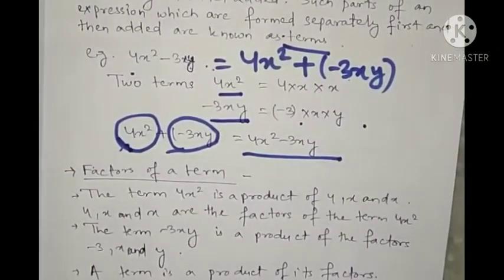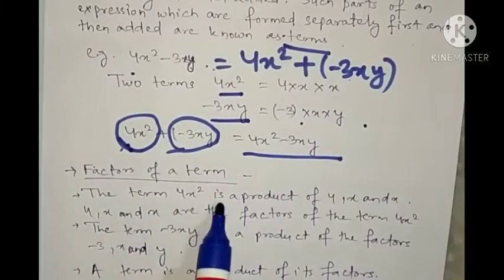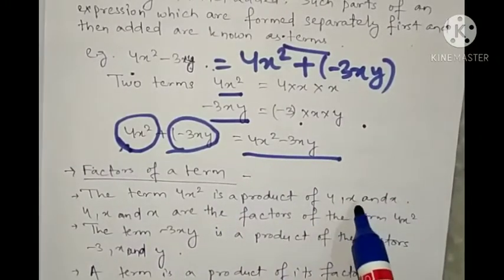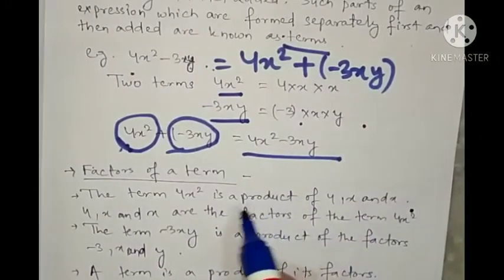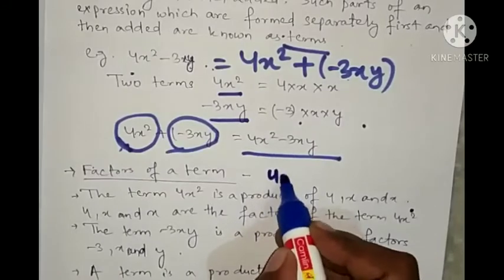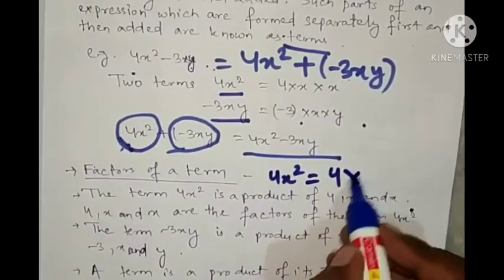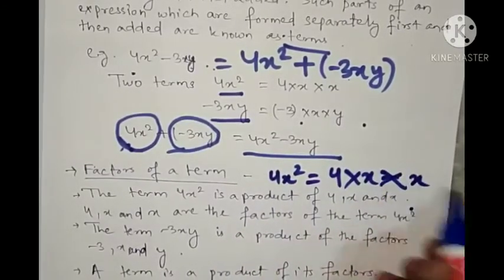Then we will study about factors of terms. So what are the factors? The term 4x squared is the product of 4x and x. So 4x squared equals 4 into x into x.